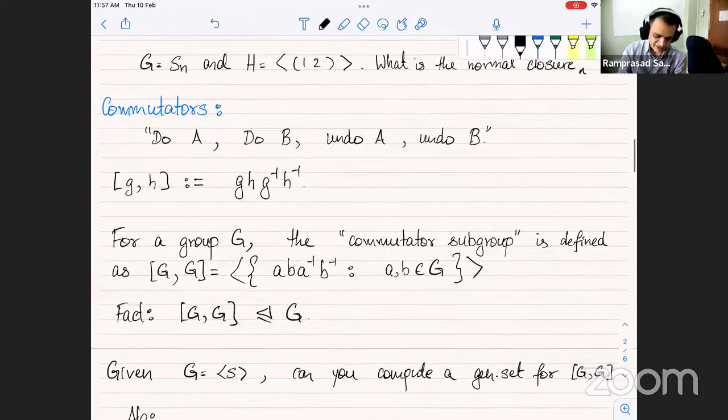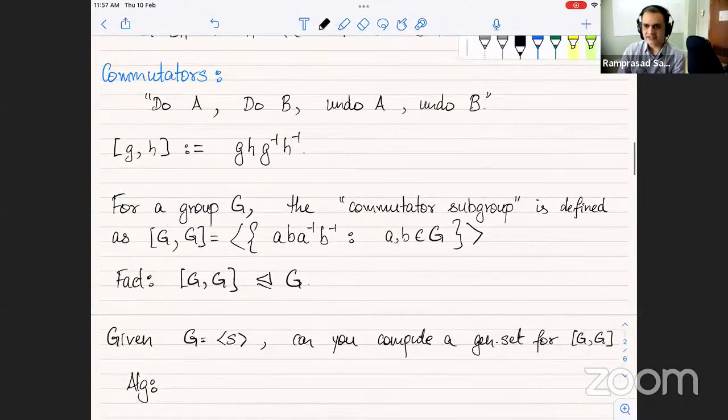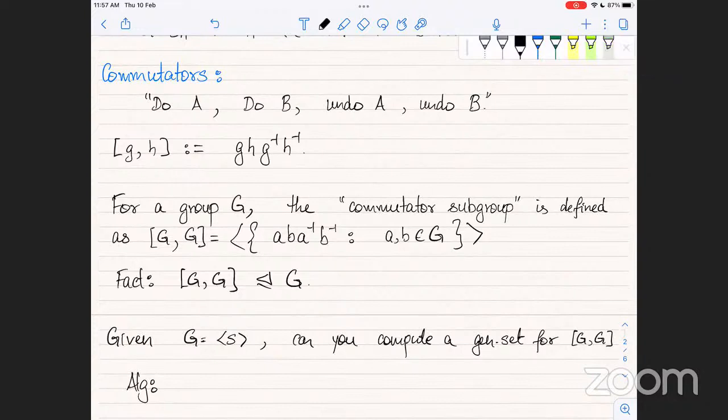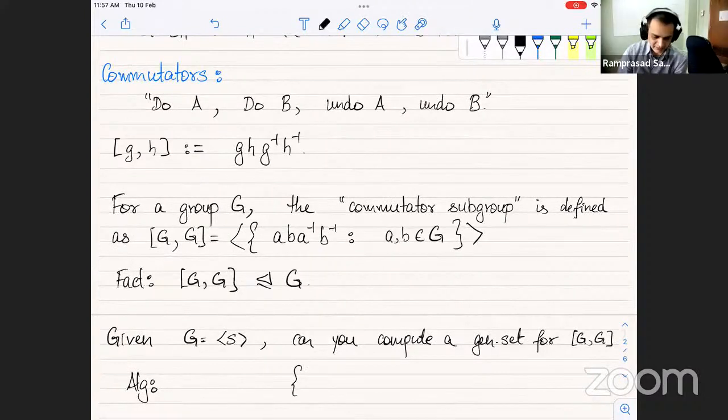And again, you can ask this task: I give you a group G via a generating set, and I ask you, can you compute the generating set for the commutator subgroup? Any guesses on what this algorithm should be? There's one obvious thing you can do. By definition, it is clear it is normal.